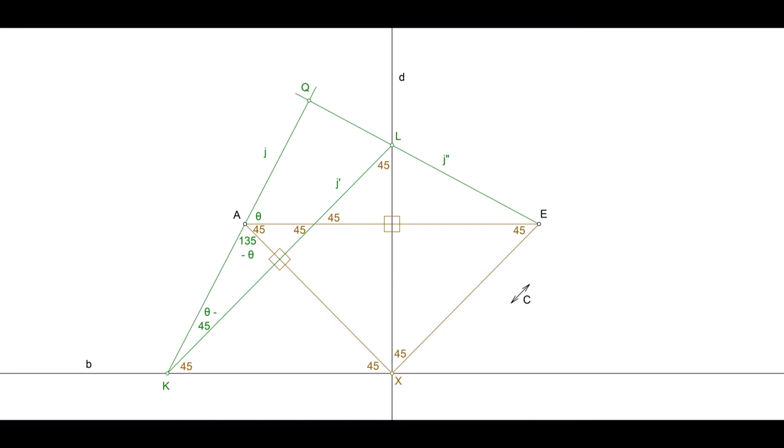That makes angle KAX 135 degrees minus theta, simply because angle KAQ has to add up to 180. And it makes angle LKQ 45 minus theta, because QAE and QKX, as corresponding angles on parallels, are congruent.